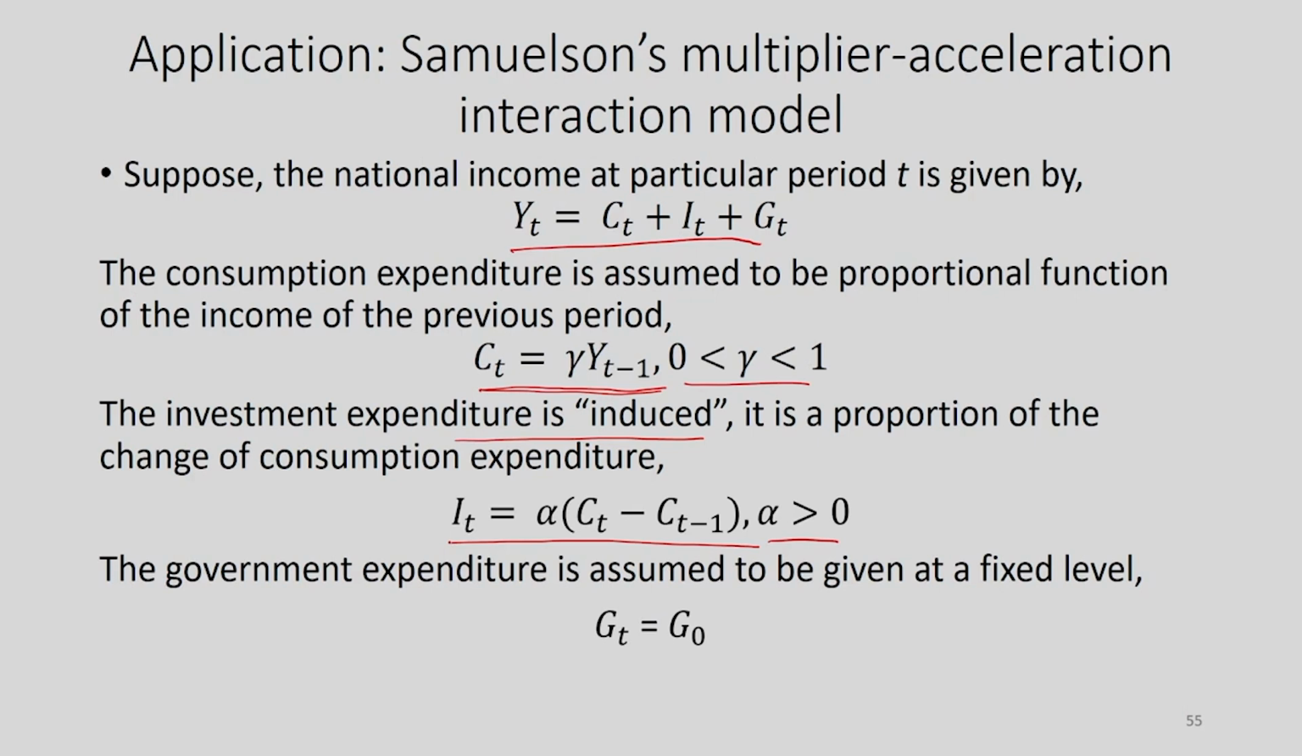Now, let us talk about the last element in the aggregate expenditure, which is the government expenditure. The government expenditure is assumed to be given at a fixed level, and let us suppose G_t is equal to G_0. So, this is just to make the model simple, we are assuming that government expenditure is fixed.